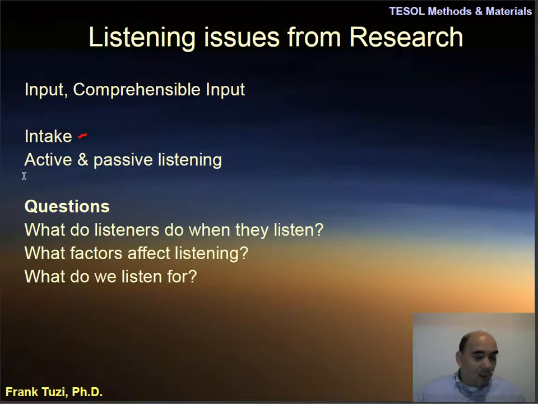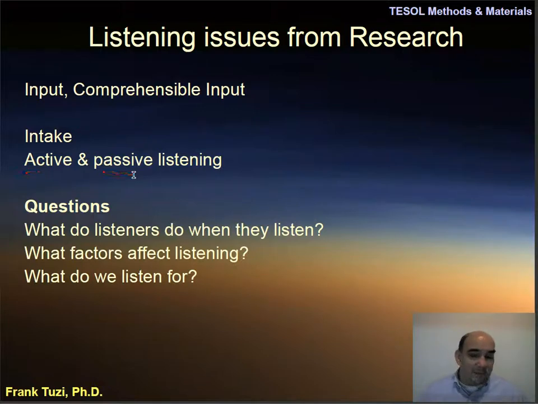Another way of looking at listening is that there are two different types of listening. There's active listening, which I hope you're doing right now, that you're listening and you're following along and you're paying attention and you're giving assent to, or you're disagreeing, or you're actively involved in the listening process. You may be taking notes so that you can follow along.